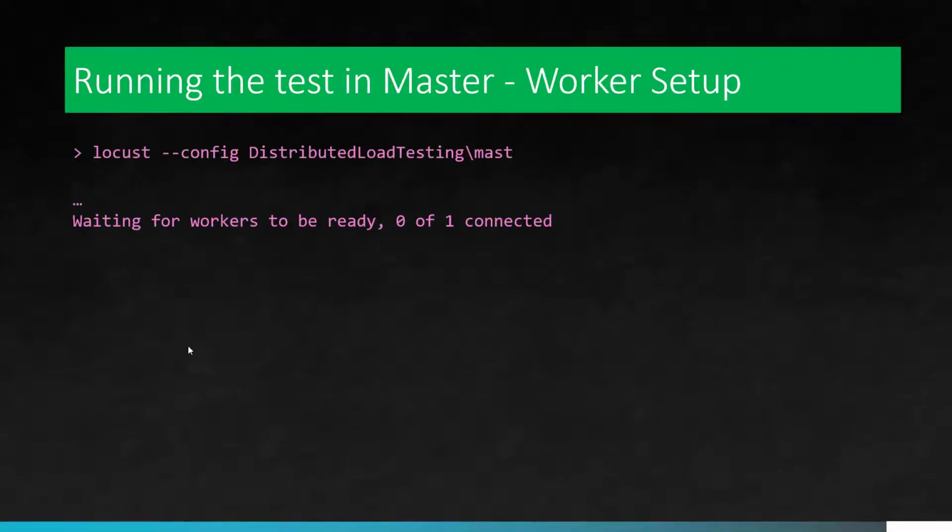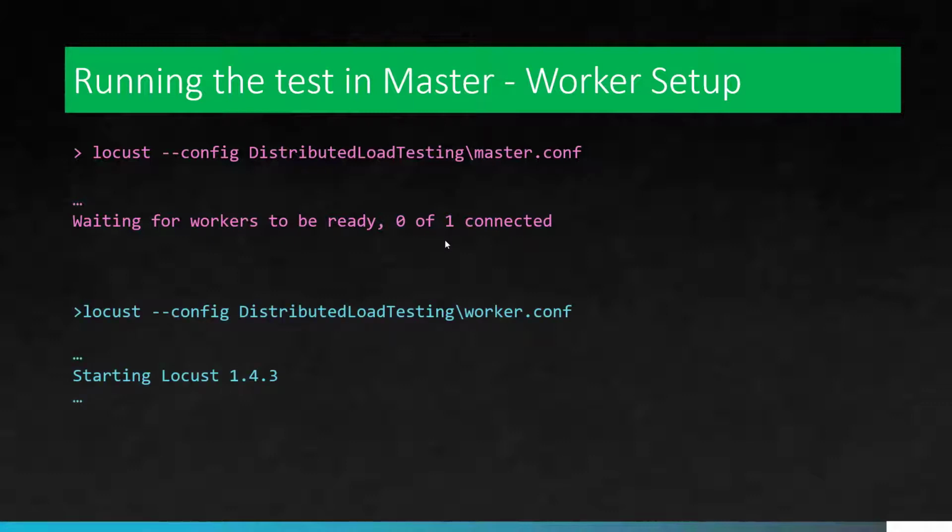So how do you run this setup? First you have to trigger the master.conf. So whenever you trigger the master.conf, it will display this message: waiting for workers to be ready. So right now we don't have any workers connected. To start the worker node, you have to run the worker.conf. So here once you start the worker, master will identify the worker node and then it will give the responsibility to inject the load from the worker machines.